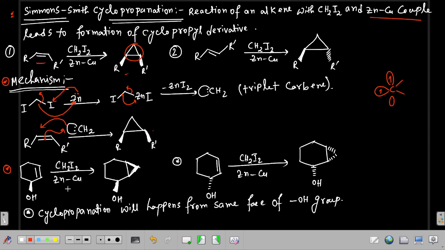Now there is a special case: if there is any hydroxyl group in the system, then the cyclopropanation will happen from the same face as the hydroxyl group. If the hydroxyl group is present above the plane, then cyclopropanation will happen from above the plane. If the hydroxyl group is present below the plane, then cyclopropanation will happen from below the plane.